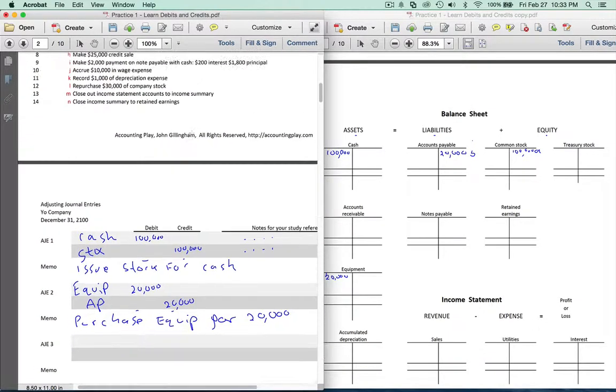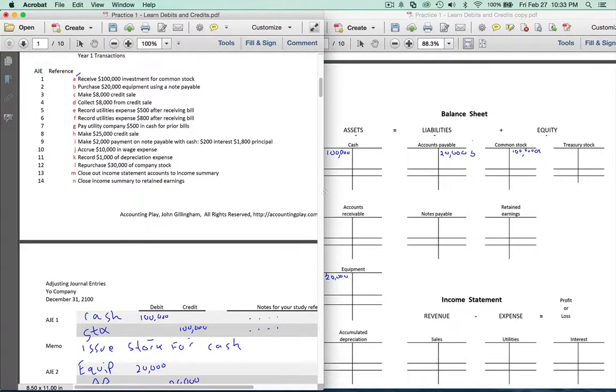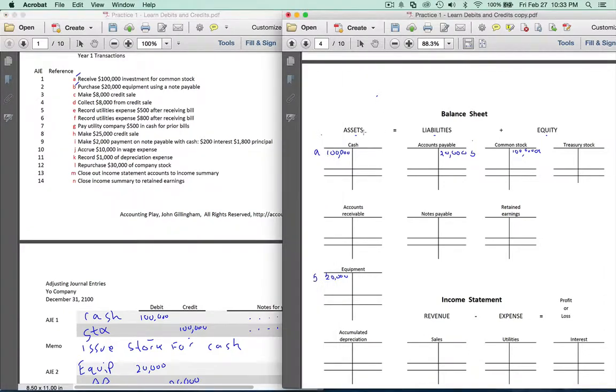So let's check it out now. Only 12 more to go. $8,000 credit sale. When it's a credit sale, it does not involve cash. Credit sales are going to involve accounts receivable. Yeah, we like accounts receivable. Now, accounts receivable always comes after cash here. So $8,000 credit sale. Accounts receivable is going to increase as an asset.